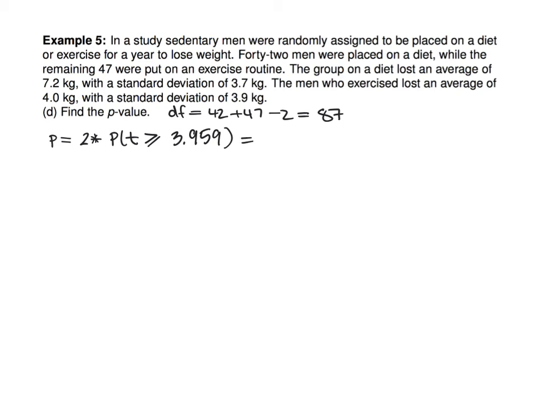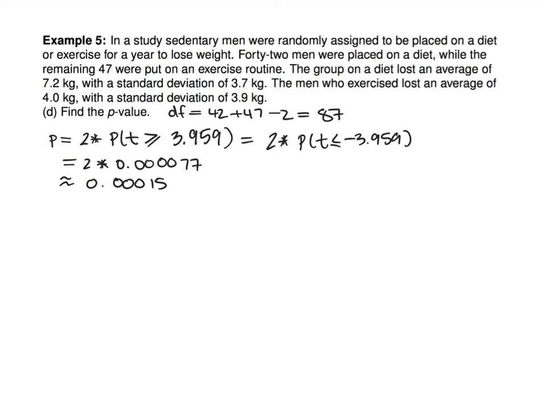Which is, to use Excel, we have to go less than or equal to. So 2 times the probability t is less than or equal to negative 3.959, which is 2 times 0.123477, a super small number, or about equal to 0.00015. That's a very, very small p-value.